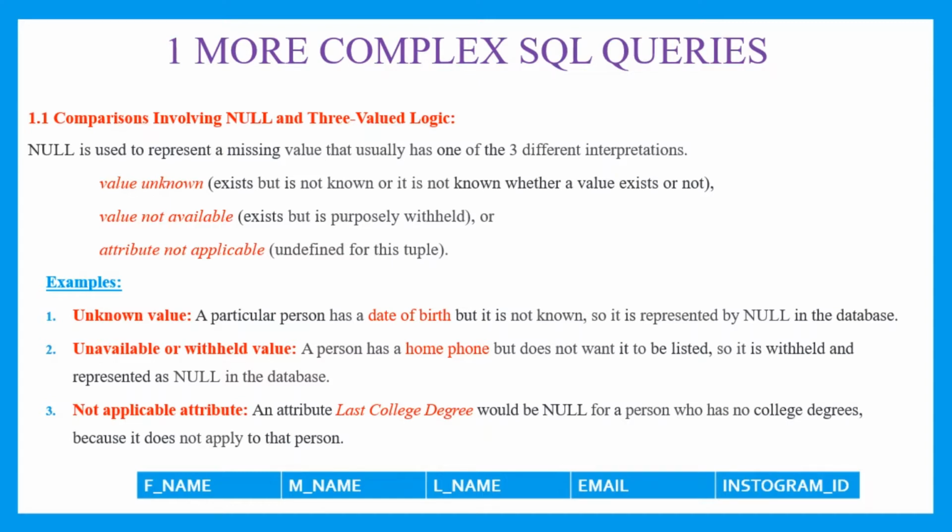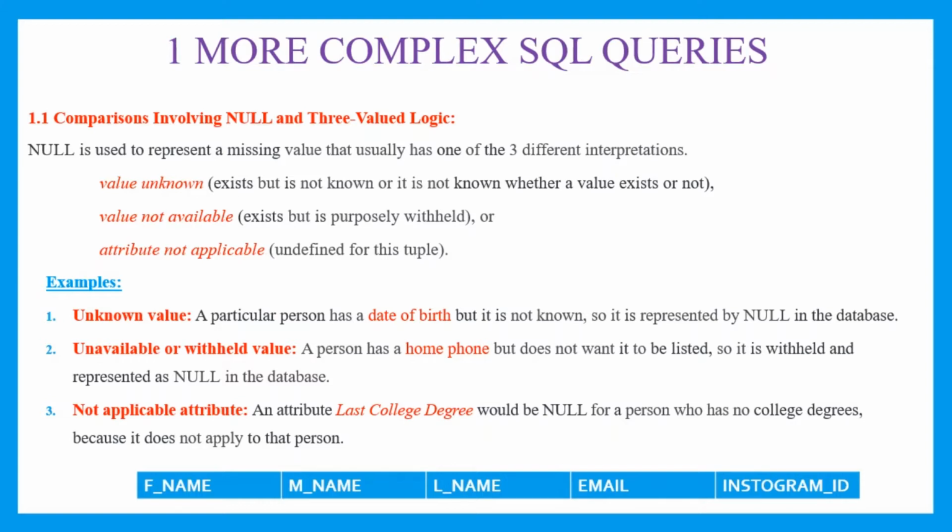If a column in a table is optional, we can insert a new record or update an existing record without adding a value to this column. This means that the field will be saved with a null value. Null is used to represent a missing value that usually has one of three different interpretations: value unknown, value not available, attribute not applicable.